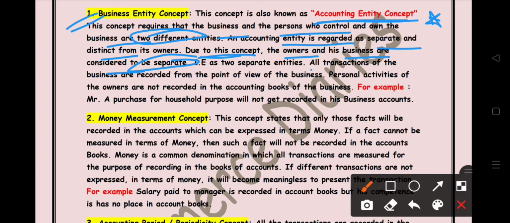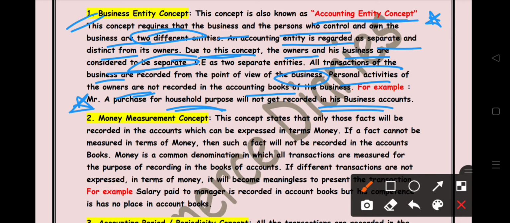All the transactions of the business are recorded from the point of view of the business. Personal activities of the owner are not recorded in the accounting books. Okay, so let's see the example. Mr. A purchased something for household purposes, which will not be recorded in the business account.